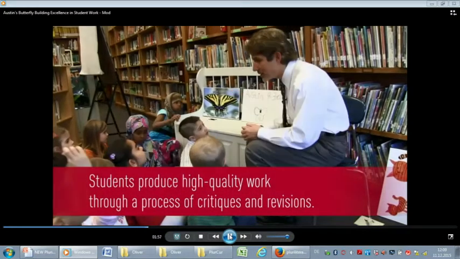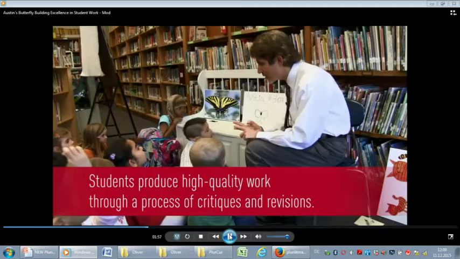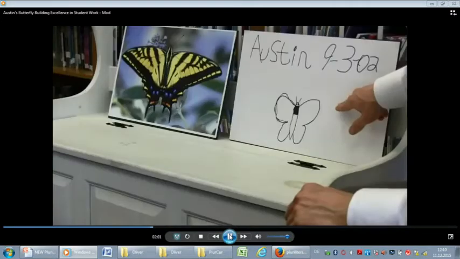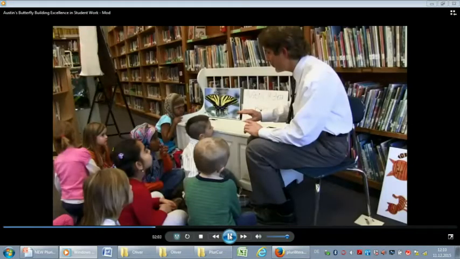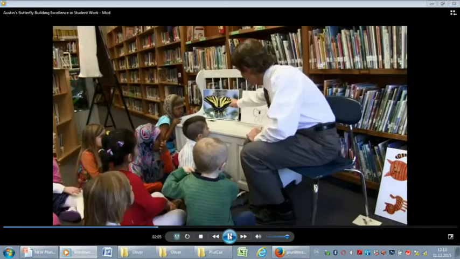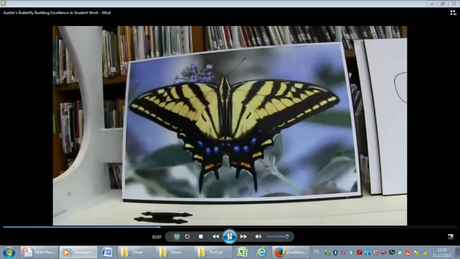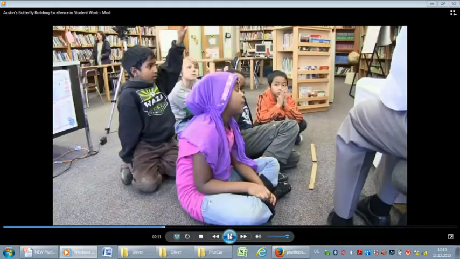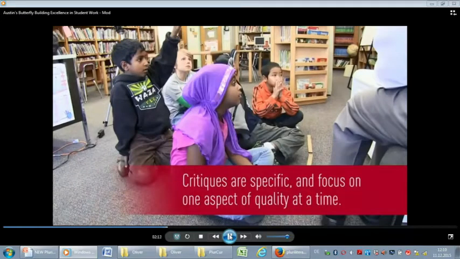All of the first graders sat on the floor like you guys are. And they decided to split their advice into two kinds. First, just the shape of the wings. And then when the shape was right, they'd give advice about the pattern inside the wings. Alia, what would you say? You can make it much pointier. Good. These wings could be much pointier.